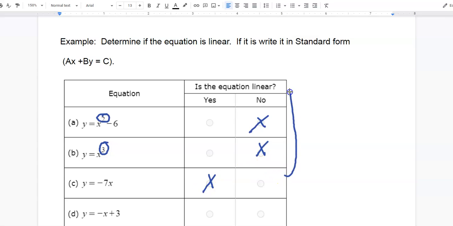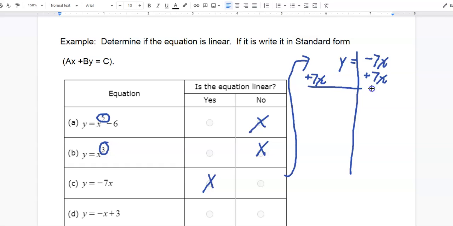I'm going to bring that right up here. I'm going to work on getting that into this form, ax plus by equals c. So I have y equals negative 7x. Now, eventually, I want it to look something like this. I want my x term out in front plus my y term equals another constant. So right now, my x term is on the right side. I want it over on the left. To do that, I want to move this from this side to the other side. So I'm going to add 7x. If I add 7x here, I'm going to add 7x here.